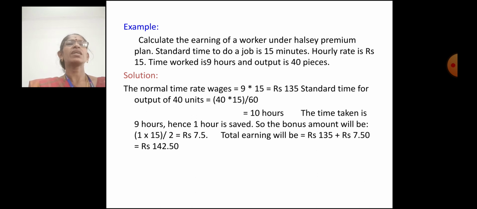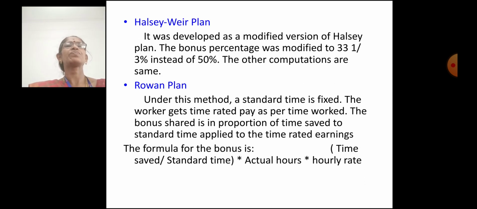Time taken is 9 hours, hence 1 hour is saved, so the bonus amount will be 1 into 15 divided by 2, equal to rupees 7.50. The total earnings will be 135 plus 7.50, equal to 142.50. Halsey-Weir plan. It was developed as a modified version of the Halsey plan. The bonus percentage was modified to 33 1/3% instead of 50%. The other computations are the same.